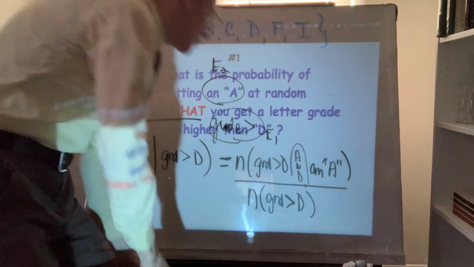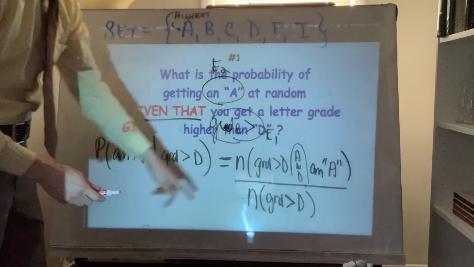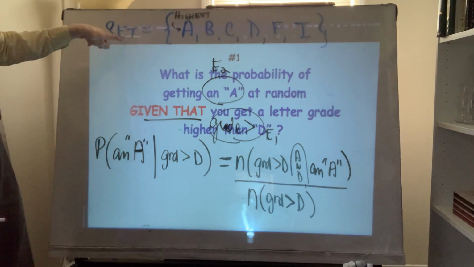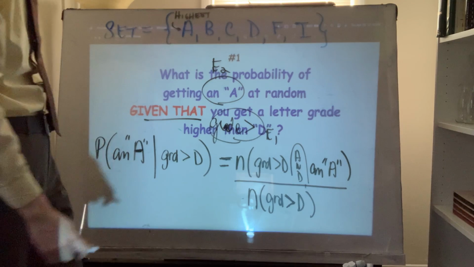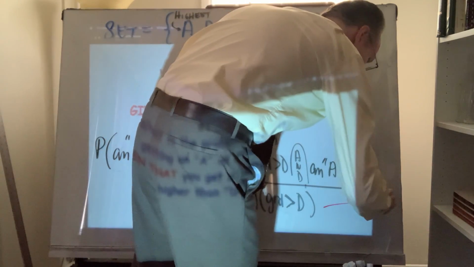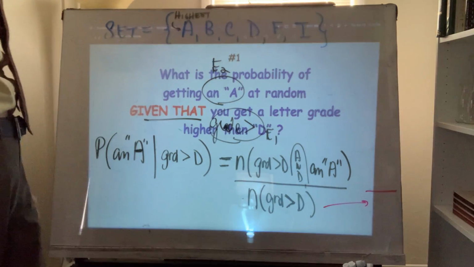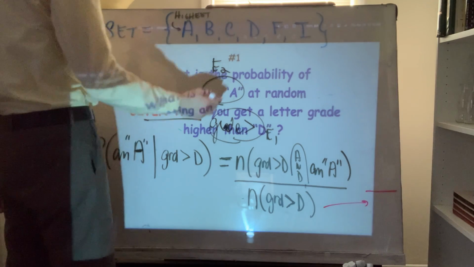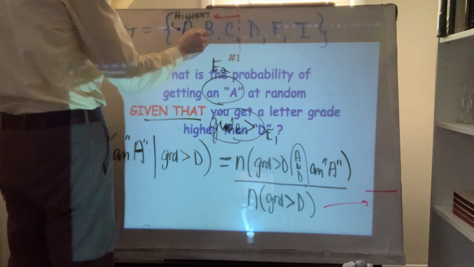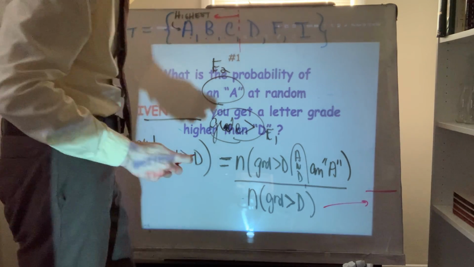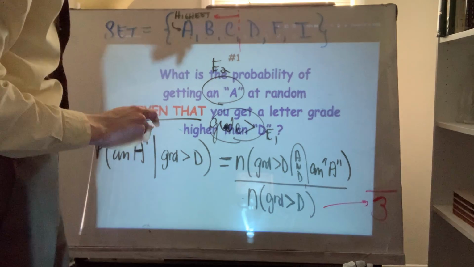Let's see. Right. Let's look at this sample, the set here. The number of grades that are greater than D, how many are there? The bottom of the fraction is usually easier, right? So here's D. Everything this way would be greater. One, two, three things. So we have 3 as a denominator right off the bat.